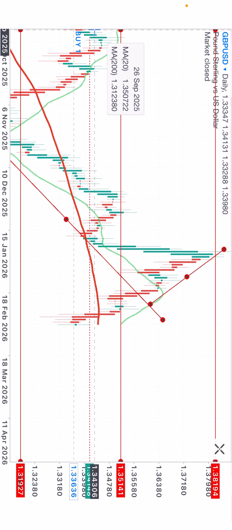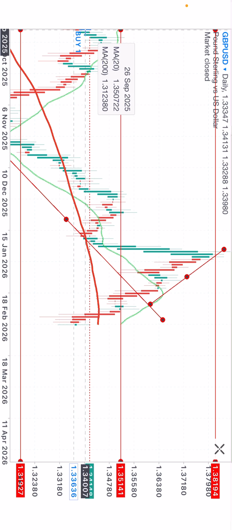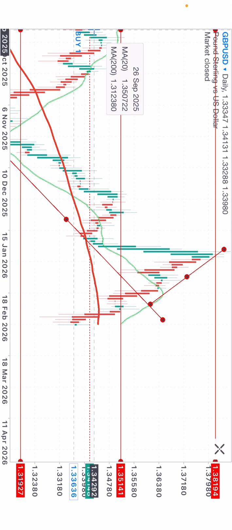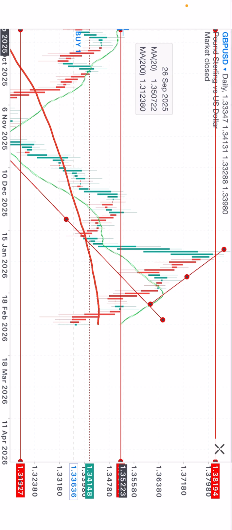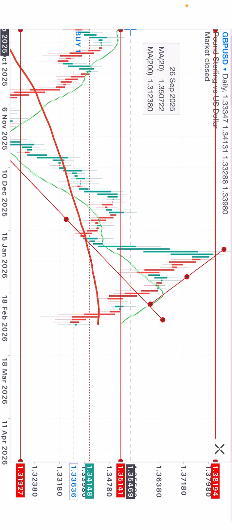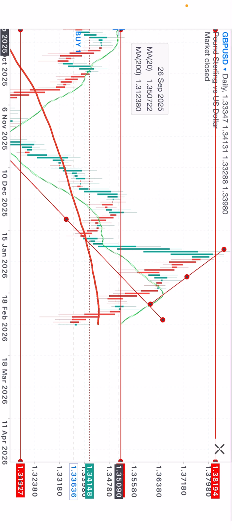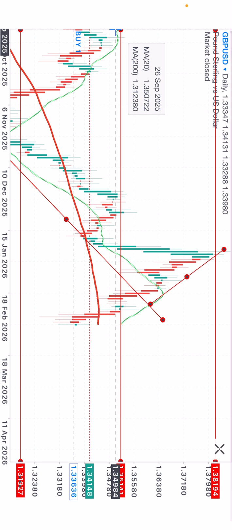Now there's a breakout. There's what we call break and retest. When there's a breakout, most times there will always be a retest. So if you miss the breakout, you wait for the retest. That's why Forex is all about patience.